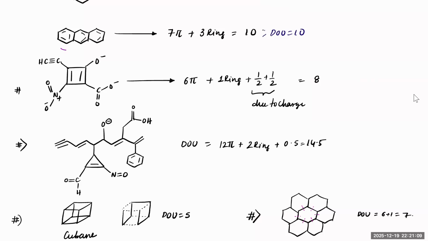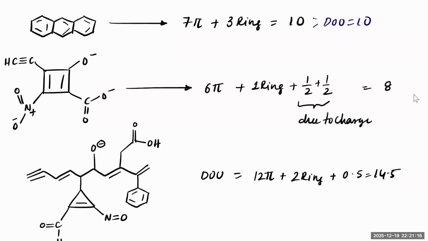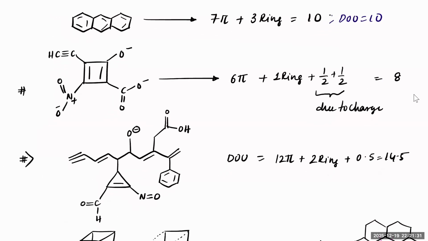Check it out. For example, here, check out this case. In this case, what did we notice? We have three rings here. So you can see ring 1, ring 2, ring 3. Three rings. How many pi bonds? 1, 2, 3, 4, 5, 6, 7, 7 pi bonds. So that makes it 10. So degree of unsaturation is 10.